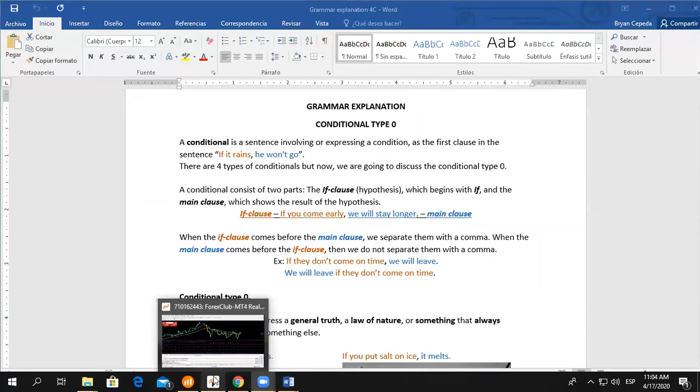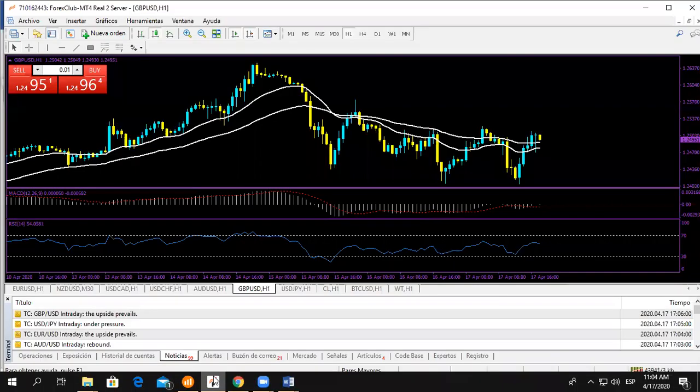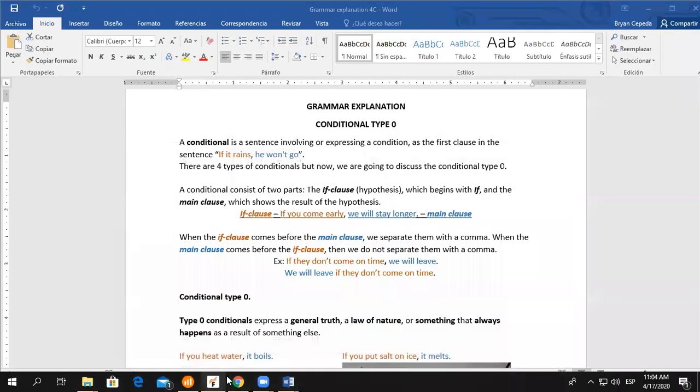Yes, Joel, I use IQ option and I use MetaTrader. I use both, okay? IQ option and MetaTrader. I'm in Forex.